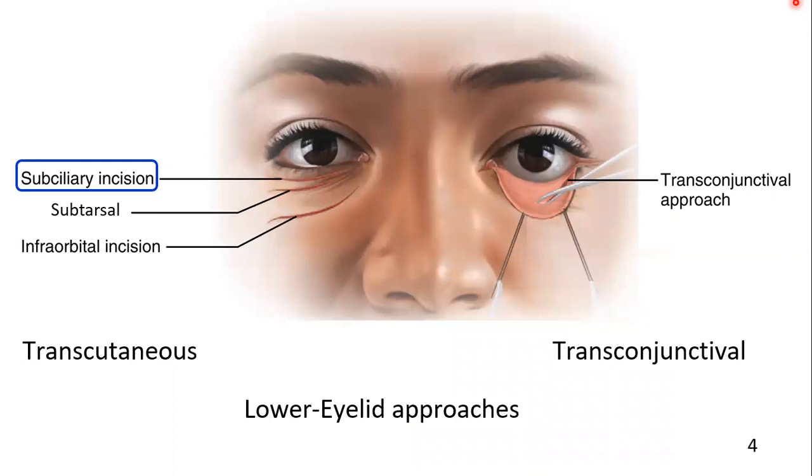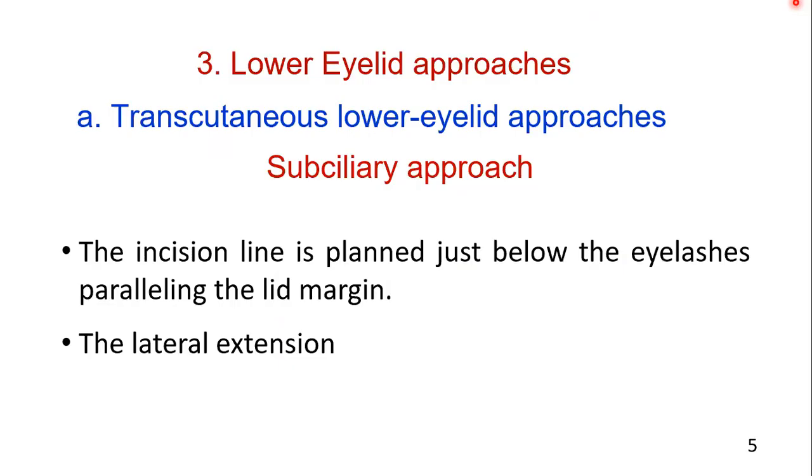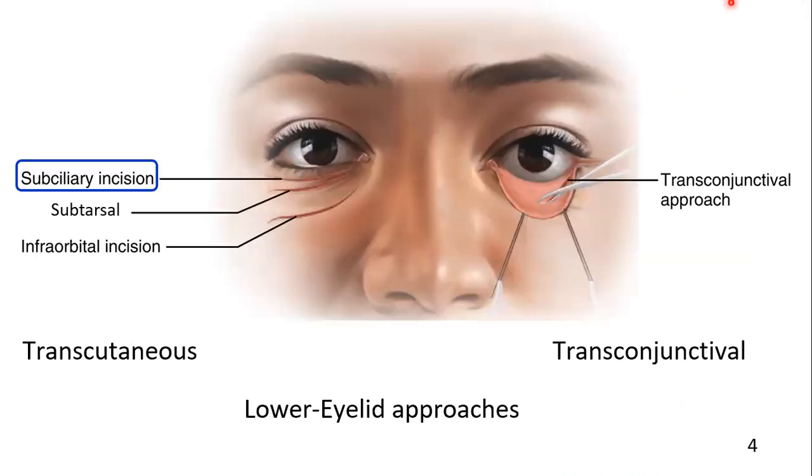The most commonly used approach is the subciliary approach. It is also known as infraciliary or blepharoplasty incision. This incision is merely a lower lid incision at a higher level, that is in the lower lid just below the eyelashes.